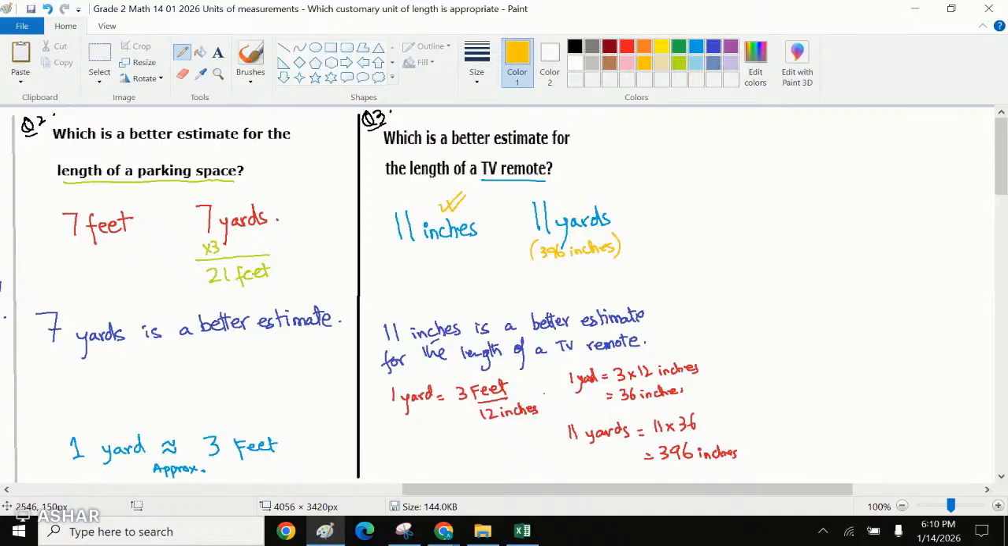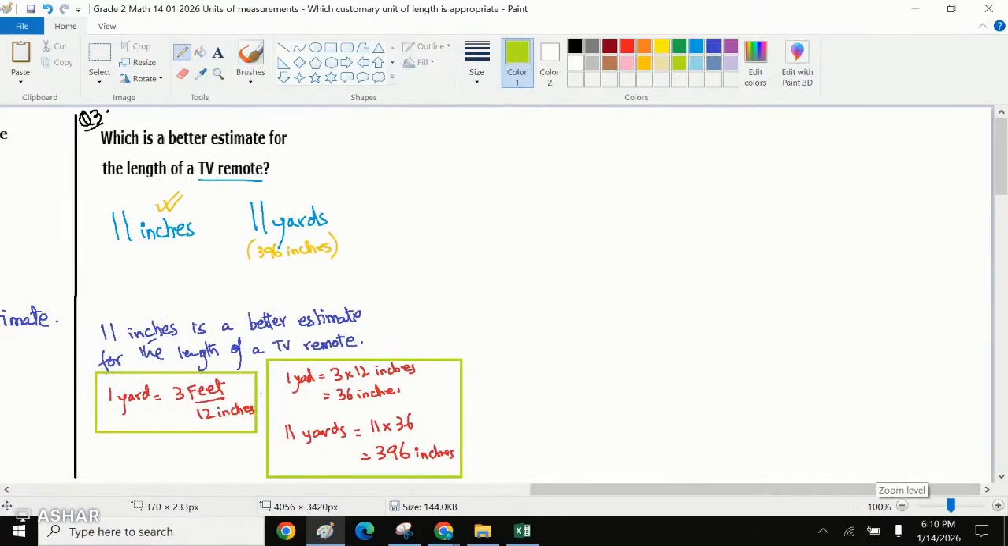You do not have to do this conversion, right? I am not asking you to do the conversion. I did the conversion just to explain the difference between the two lengths. You do not have to do the conversion unless it's being asked for.